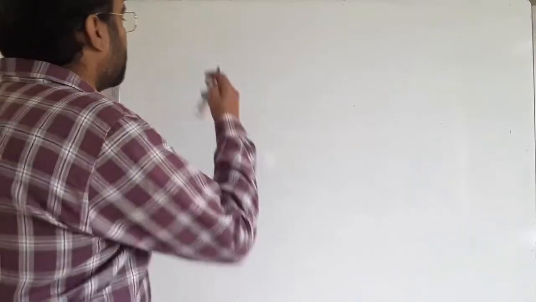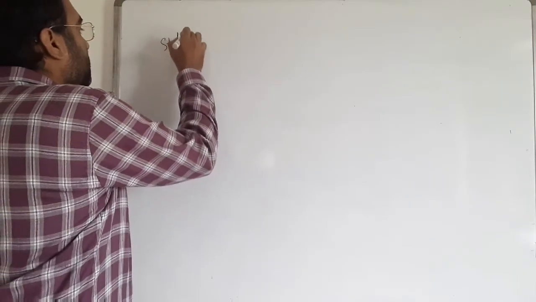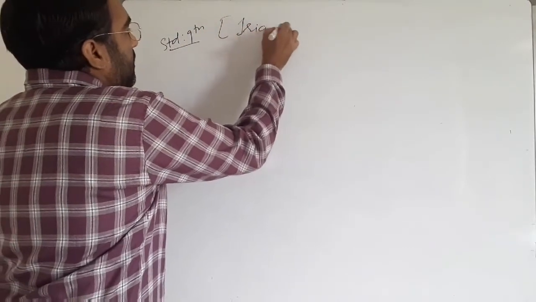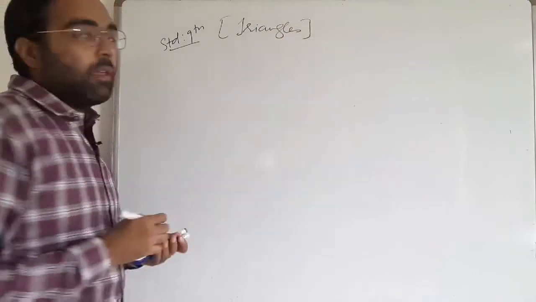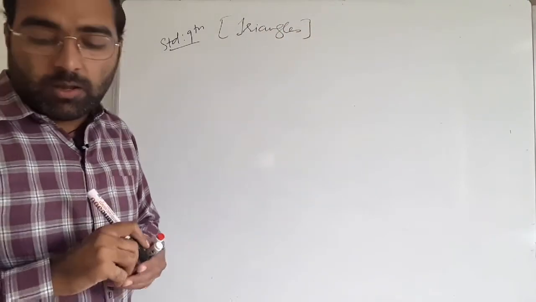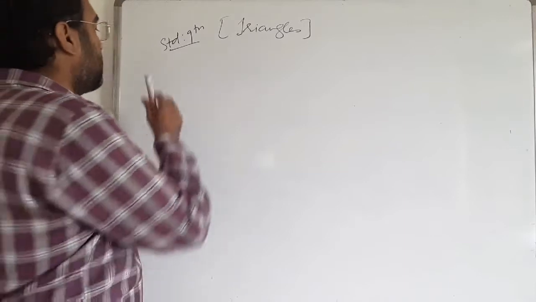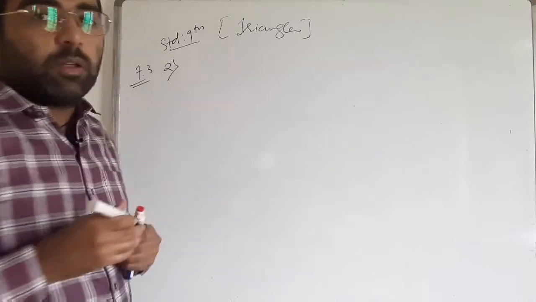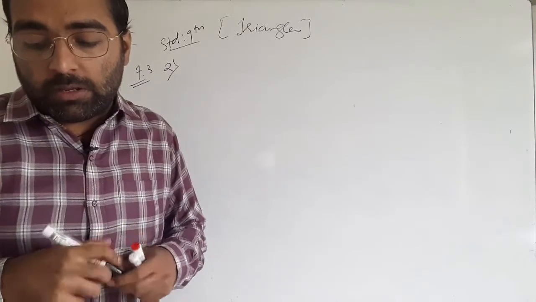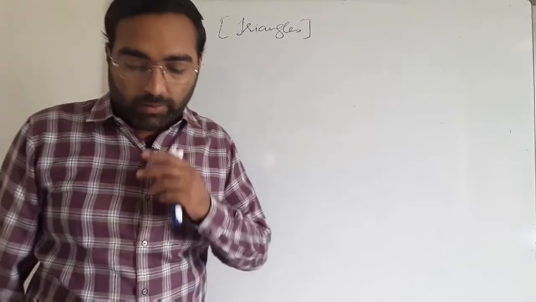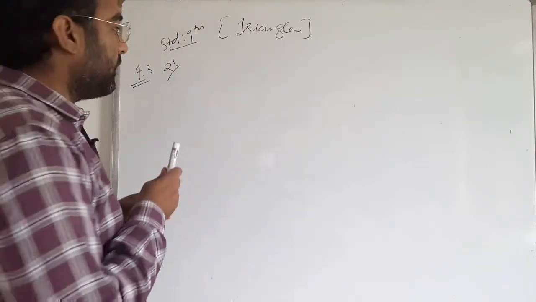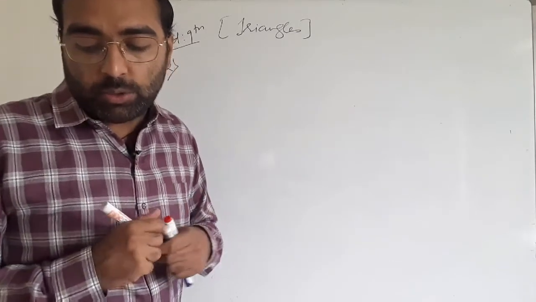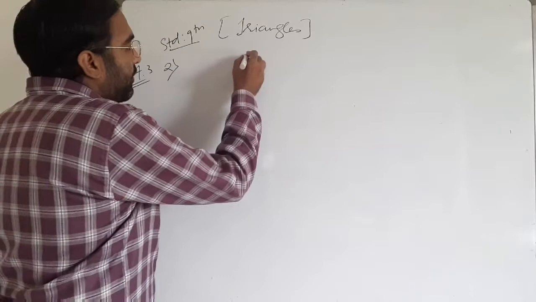Standard 9, and the name of the chapter is Triangles. From exercise 7.3, we are moving to question number 2. AD is an altitude of the isosceles triangle ABC in which AB is equal to AC. Show that... So first of all, we have to draw the figure.